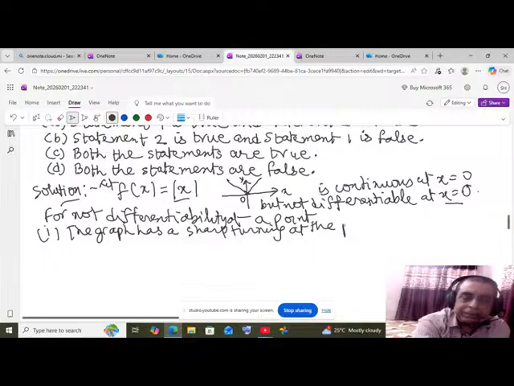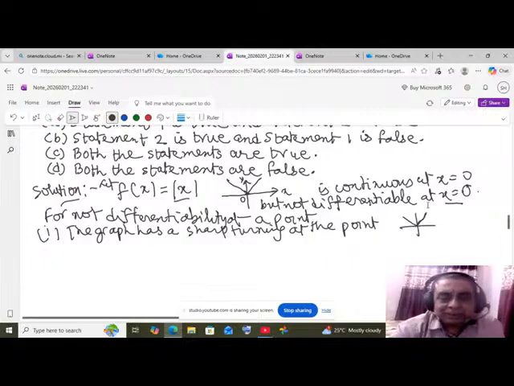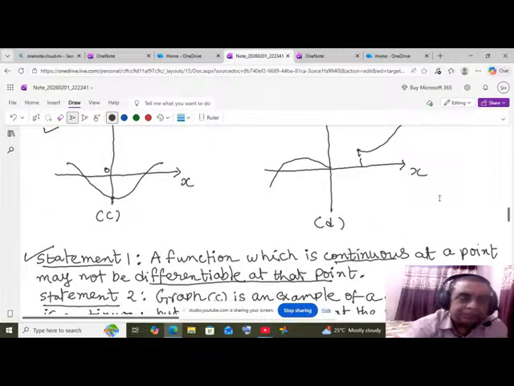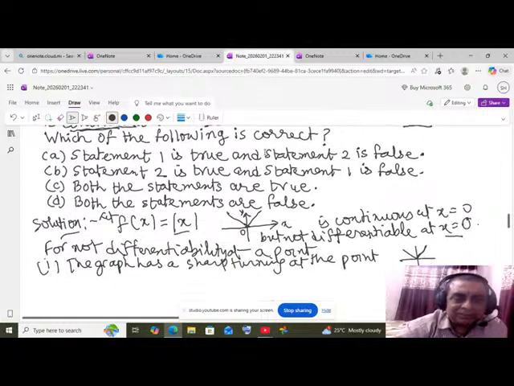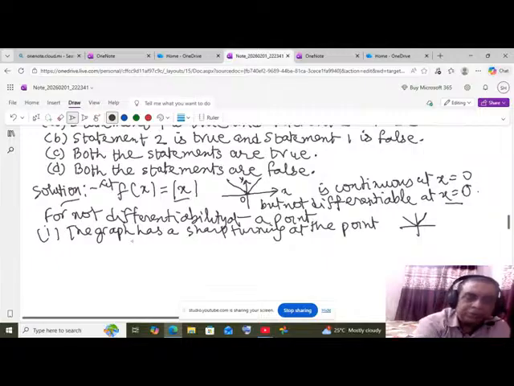Now, a sharp turning like this, see, it is a sharp turning. But in the graph, there is no sharp turning like that. So this is the first condition for non-differentiability.